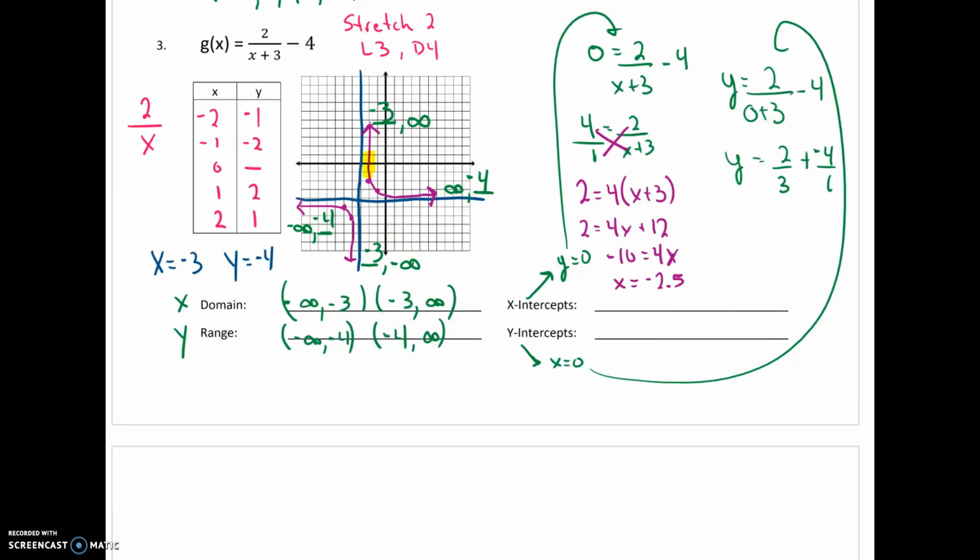So my first fraction I can leave alone as 2/3, but the other one I'm going to multiply the top and the bottom by 3. So I get -12 over 3. And then I'm going to add them up, and I'm going to get -10/3. And that's going to put my y-intercept at about, as a decimal, -3.33.